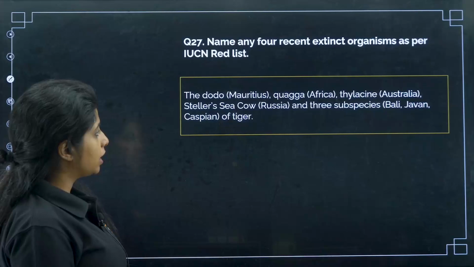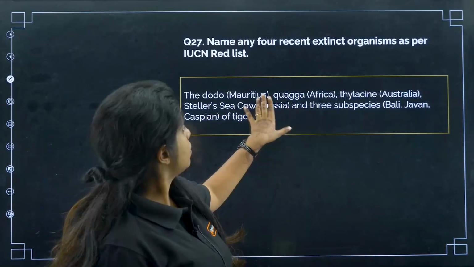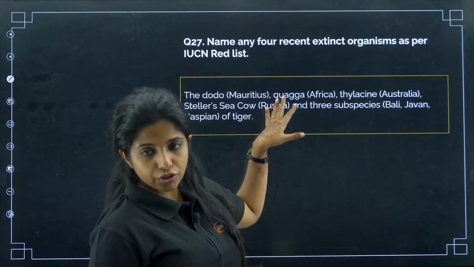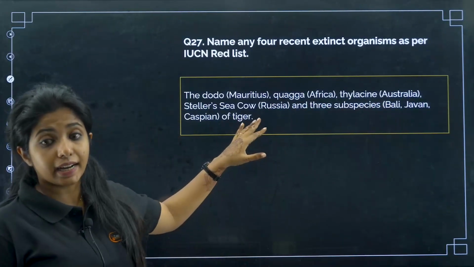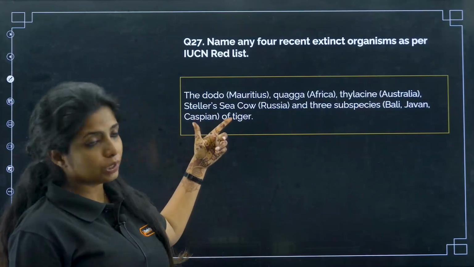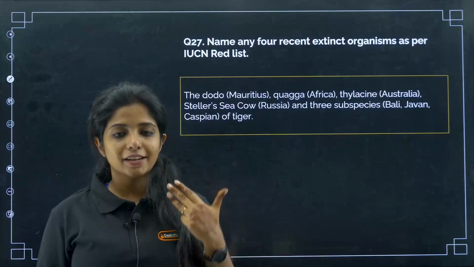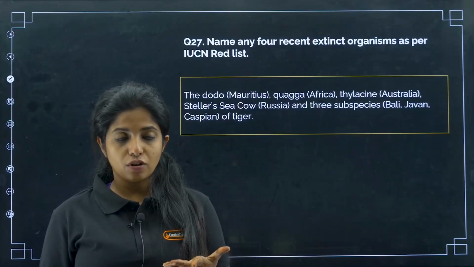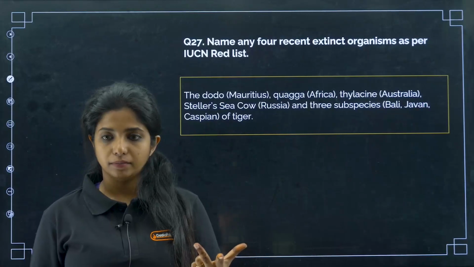So, again, something directly from NCERT. Dodo, from Mauritius; quokka, Africa; thylacine, Australia; stellar sea cow, Russia; and 3 subspecies, Bali, Javan, and Caspian, of what? Tiger. Okay, dodo, quokka, thylacine, stellar sea cow, and 3 subspecies of tiger, that is Bali, Caspian and Javan.